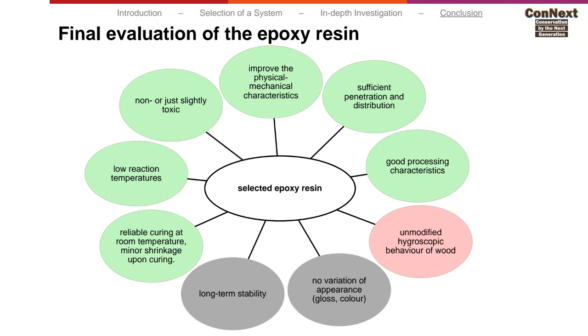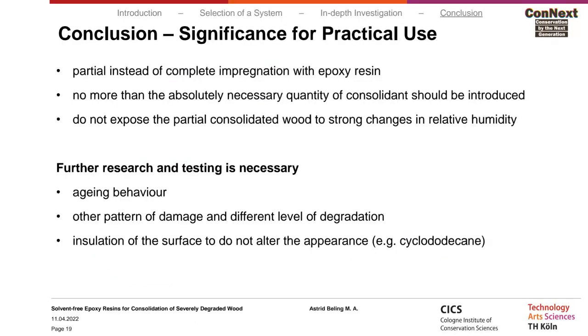The selected epoxy resin significantly improved the physical mechanical properties of the consolidated wood without becoming too firm and inflexible. However, it should be noted that the relative mechanical strength increases less than the weight. In addition, the hygroscopicity of the consolidated wood is elevated, causing a slightly greater swelling. Therefore, I strongly recommend for the practical application partial instead of complete impregnation, and no more than absolutely necessary quantity of consolidant should be introduced.